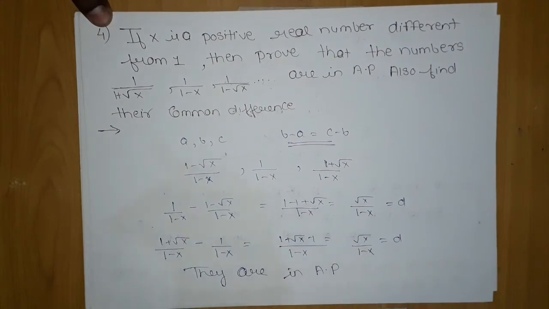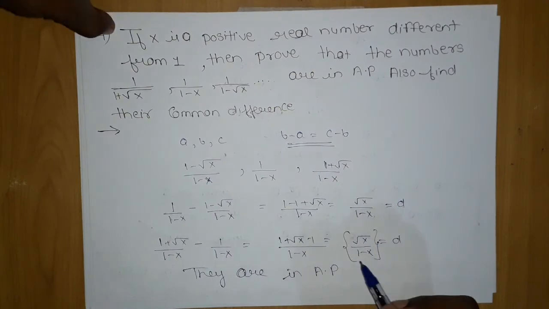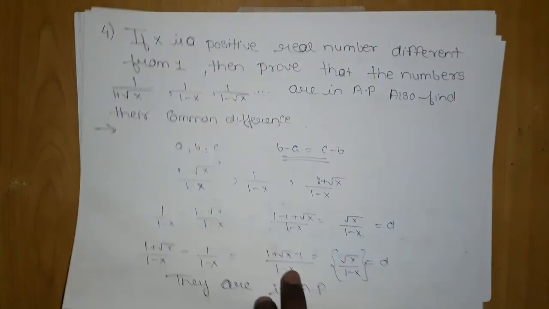We wanted to find the D. D is nothing but this thing. So we got the D also. So let's move on to the next question. The next question is this question, which is the fifth question.